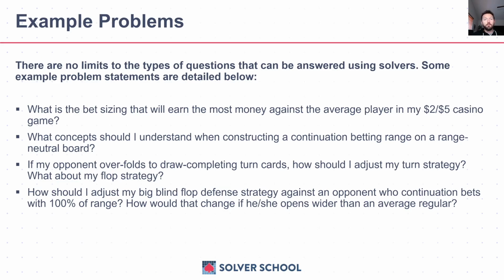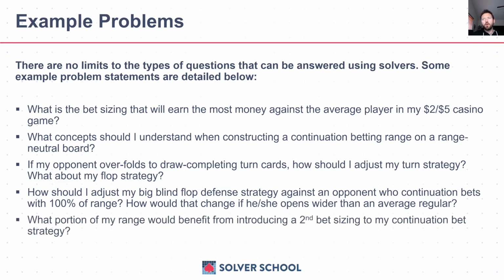And how would that change if he or she opens wider than the average regular? Again, a somewhat specific question where we can change input parameters to help find an answer. Finally, what portion of my range would benefit from introducing a second bet sizing to my continuation bet strategy? Pretty specific here, but it's a more open-ended testing question that we might ask. And again, these can go on and on. We can come up with a lot of different questions that we ultimately want to ask the solver. But the point is that we want to get very specific before we dive into structuring ourselves as to what it is we're trying to solve in the first place.